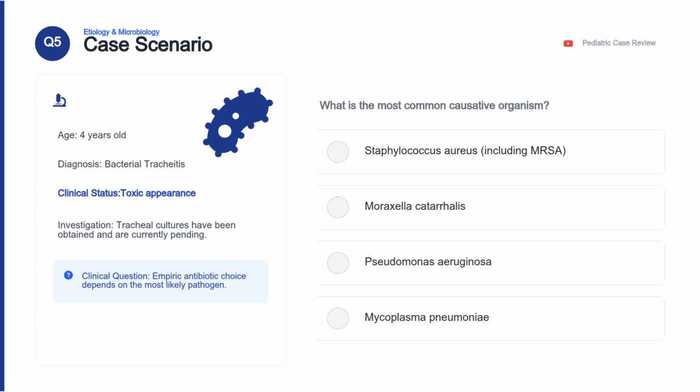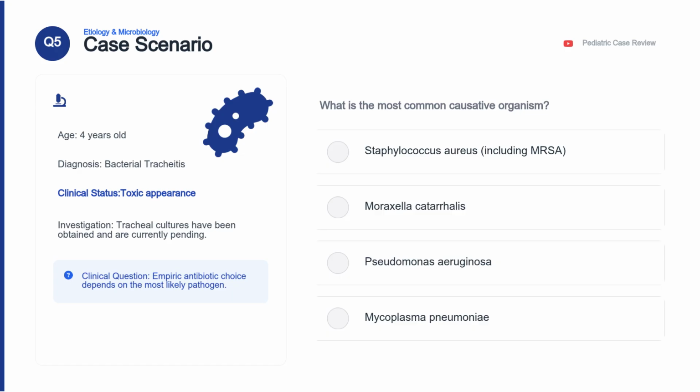A 4-year-old child is diagnosed with bacterial tracheitis based on clinical presentation and requires intubation for airway protection. The medical team performs bronchoscopy and obtains tracheal secretions for culture. While awaiting final culture results, which organism is statistically the most common causative pathogen in pediatric bacterial tracheitis?